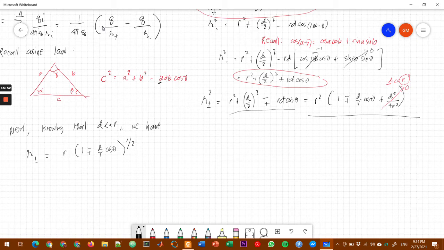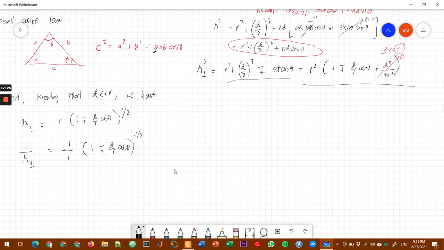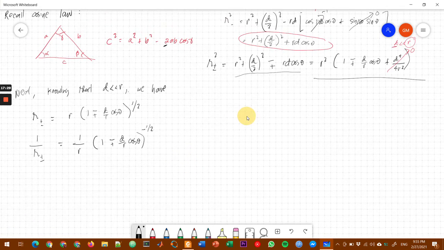So further, we can simplify if we have 1 over R plus/minus. We reciprocate it, so we have 1 minus/plus d over R cosine theta, to the negative 1/2. Since d is much less than R, we can do a binomial expansion for this term.